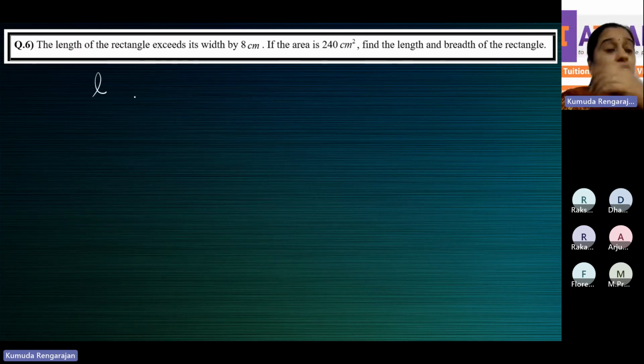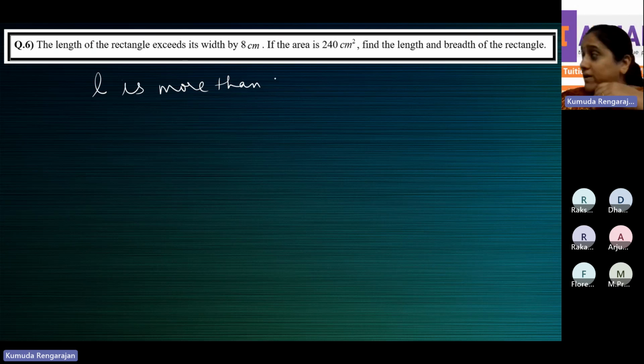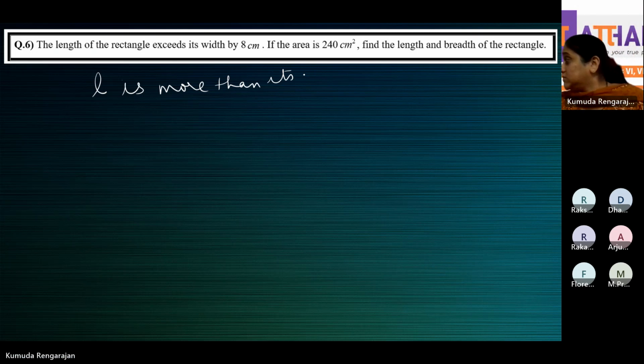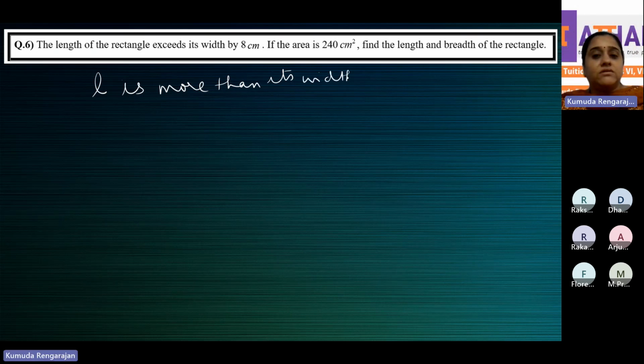See here, the length of a rectangle exceeds its width by 8 centimeters. Exceeds means it's more. So which is more? Length is more. So length is what? Width plus 8. Yes or no?